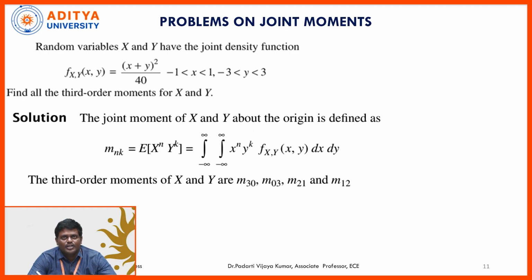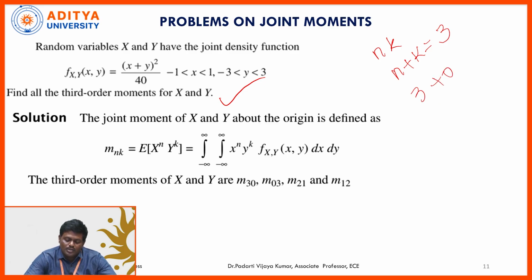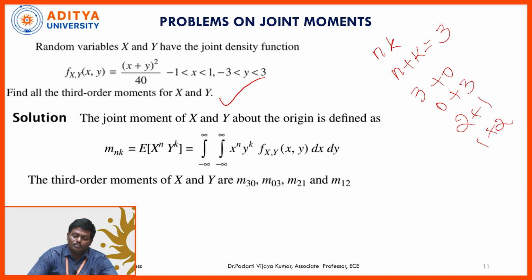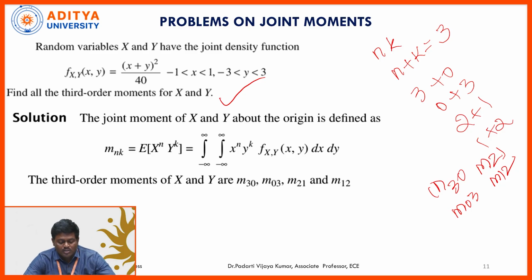Another problem related to the joint moments. Here they are asking us to compute all the possible third order moments. So, n comma k, with n plus k equal to 3. We need to identify the combinations: 3 plus 0, 0 plus 3, 2 plus 1, 1 plus 2. So, in total we need to compute 4 different moments: m30, m03, m21, m12. We will compute the third order moments one by one.